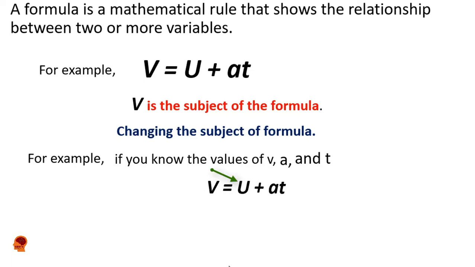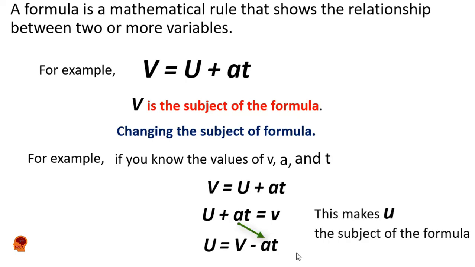Now, how do you rearrange the equation, making U the subject of the formula? We're going to take this U plus AT to this side, and then put the V on this side. So what are we going to do? I'm going to take the plus AT to the other side, and when I take it to the other side, the sign changes. Then you're going to have U equals V minus AT. Now, we have made U the subject of the formula.